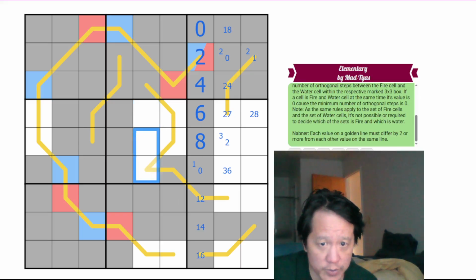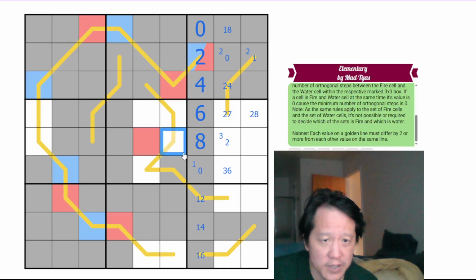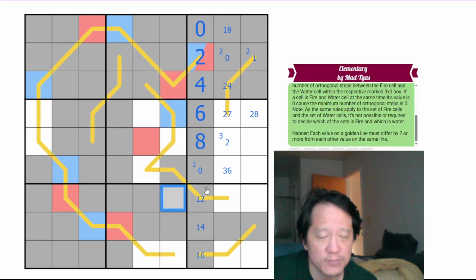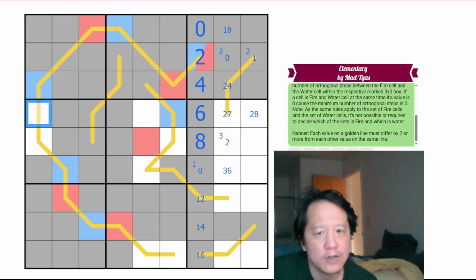So red has to be one of these two. Can it really be here? That seems weird, but possibly. Red here, blue here. That would force red to be here. You'd have blue there.